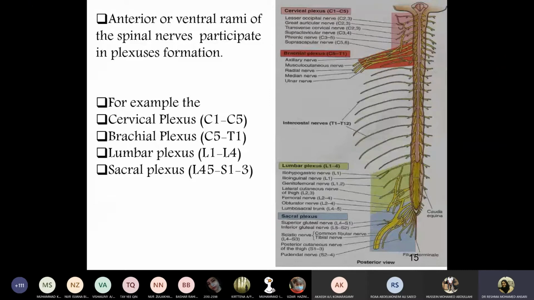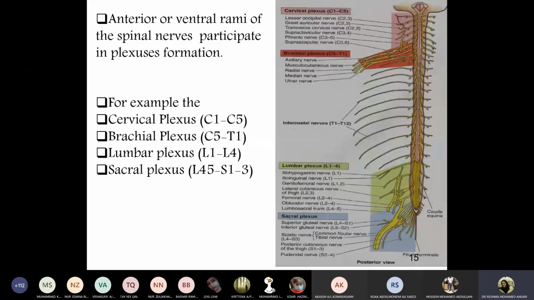Then nerves from C5 to T1, the anterior division, will combine together. They will go to the arm of the person and take sensation or give instructions to the muscles there. For the lower limb, we have the lumbar plexus and sacral plexus. So for the upper part of the body, mostly cervical and brachial. For the lower part of the body, it is lumbar and sacral.